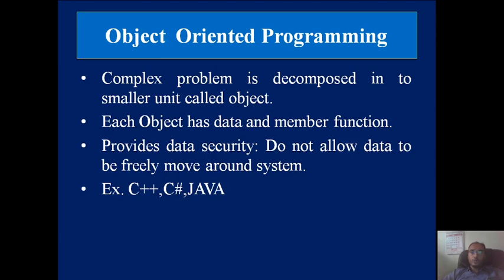It does not allow data to move freely around the system. So it provides data hiding and data security, and your code is much more secure in comparison with procedural oriented programming languages. For example, C++, C Sharp, and Java are all object oriented programming languages.